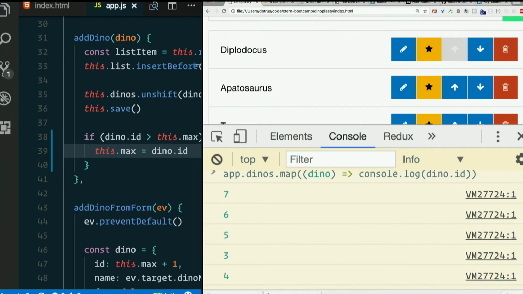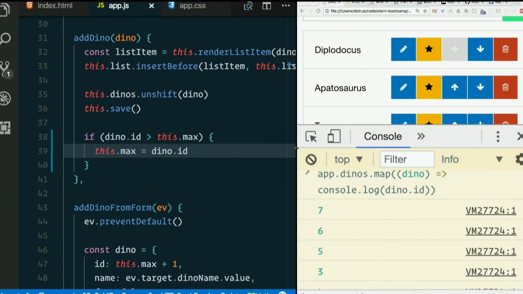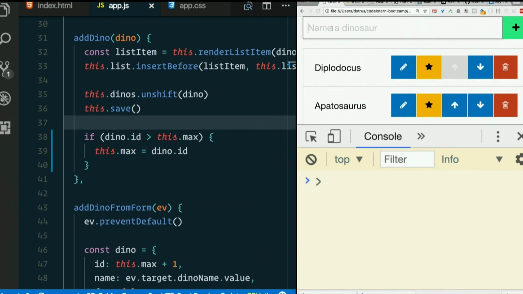Seven, 6, 5, 3, 4. We started counting at 5 because 3 and 4 were there. So this.max got changed to 3 when it added that one, and it got changed to 4 when it added that one, instead of going up to 1 and 2. So it always holds the highest ID value that it has encountered. It's fixed, which means that we'll never have that issue of it deleting the wrong one.